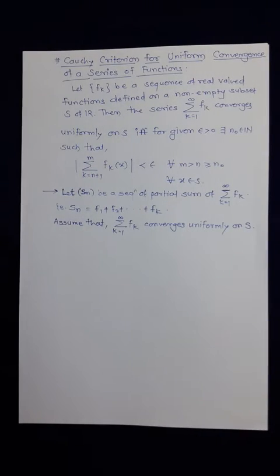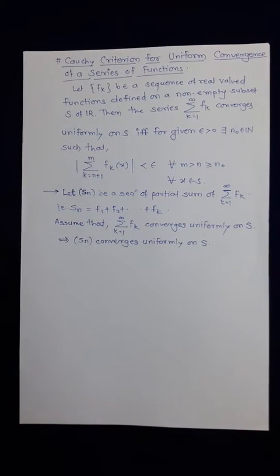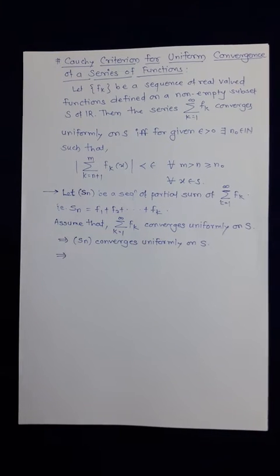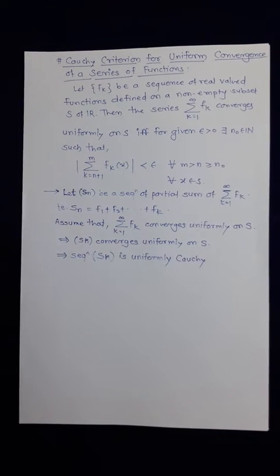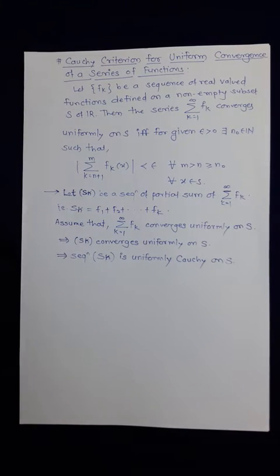When we say the series converges, that means the corresponding sequence of partial sums also converges. Therefore, we can say Sn of x converges uniformly on S. If Sn converges uniformly, it is uniformly Cauchy, since every uniformly convergent sequence is uniformly Cauchy. Therefore, the sequence Sn is uniformly Cauchy on S. Instead of Sn, we will call it Sk.